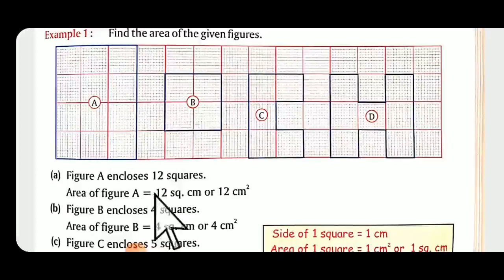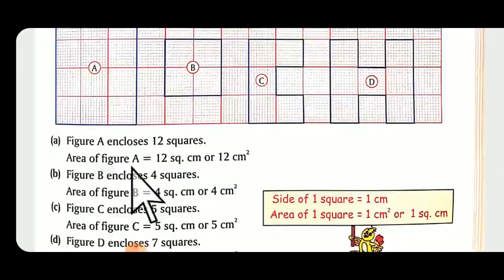Area of figure A is equal to 12 square centimeters, because 1 box, 1 side is 1 centimeter. 1 square is equal to 1 centimeter. So how many boxes are there? 12 boxes. Area of the square, 12 square centimeters, or you can write it as 12 cm2.